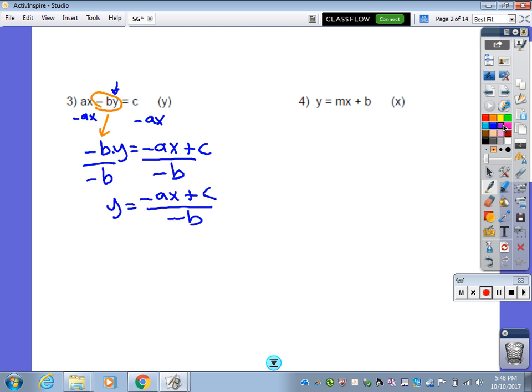Our final step is going to be separating the denominator to each term that's on the numerator. I have y is equal to negative divided by negative is positive a over bx. Positive c divided by negative b is negative c over b. Adding a negative is subtraction.